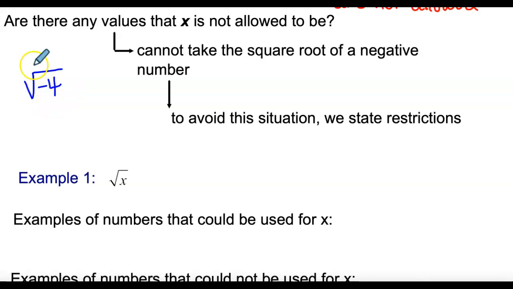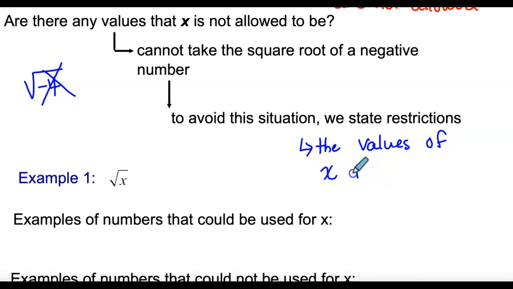So to avoid a situation such as this that's not allowed, we state the restrictions on the variable. In other words, we state the values of x that are not allowed. So that's a really important thing to note going into this section.